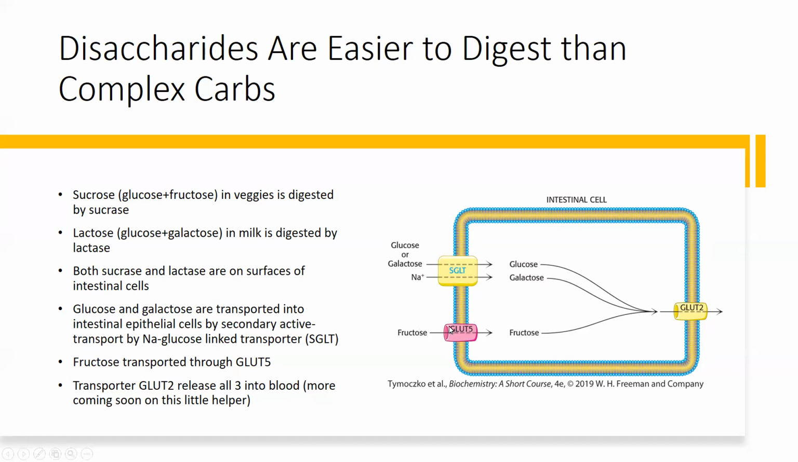Fructose gets its own transporter, GLUT5. So fructose goes through its own special tube because she's different and needs her own place to be. And then all of them can be transported through the GLUT2 receptor into the blood.